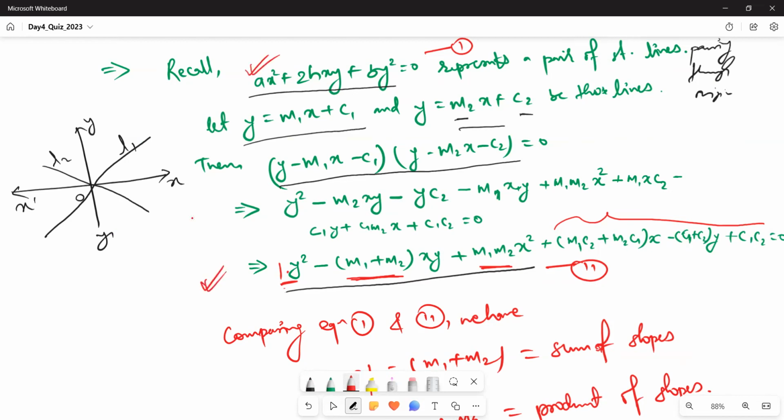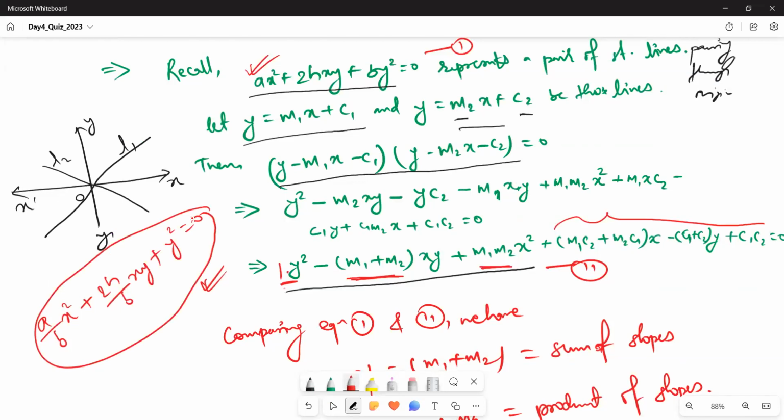We need to divide both sides of equation 1 by b, so that the coefficient of y square is 1. When you divide now, you get a by b x square plus 2h by b xy plus y square. Now we will be comparing this divided equation and this equation.